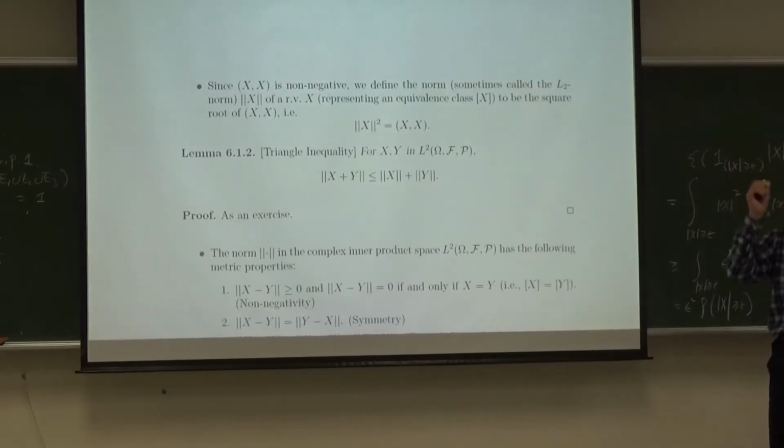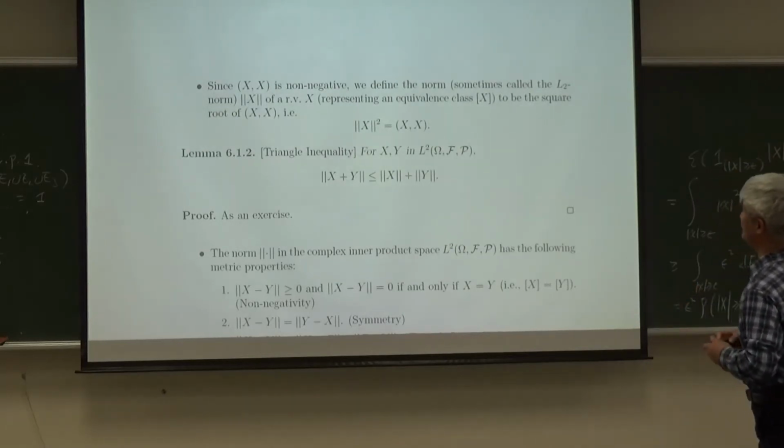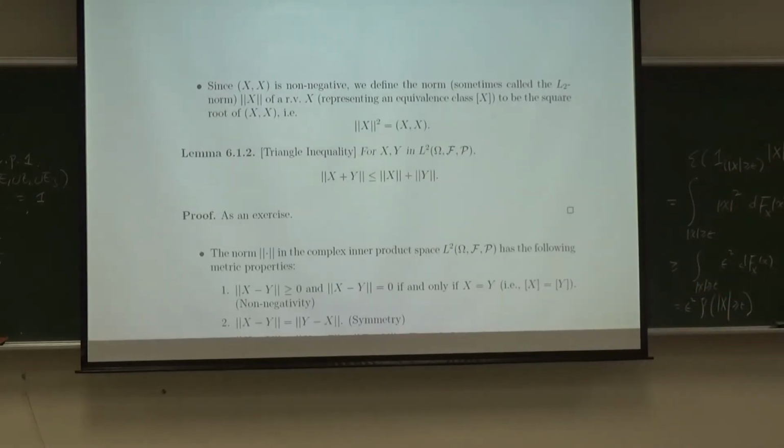So now we have inner product space, so we can apply the result in linear algebra to the study of second order processes. So now the inner product is non-negative, so we can define a norm called the L2 norm of the random variable here.